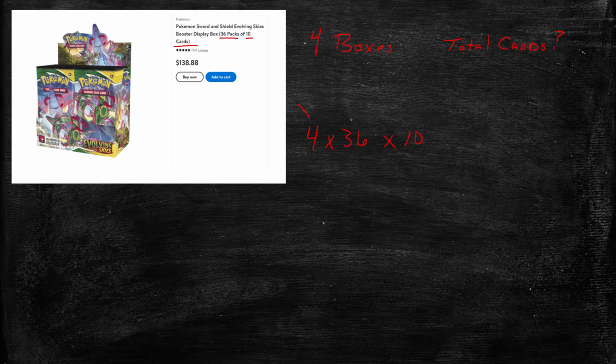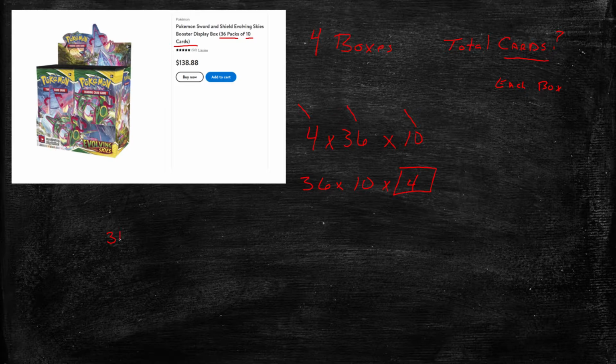Remember, that's how many boxes, that's how many packs, and then there's 10 cards in each. Some may want to find out how many cards are in each box first. Okay, that's all right too. So to do that, we would go 36 times 10, and then we would have the number of boxes right there. So we're just rearranging the numbers for this problem.